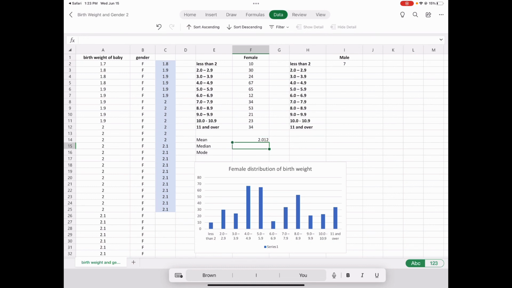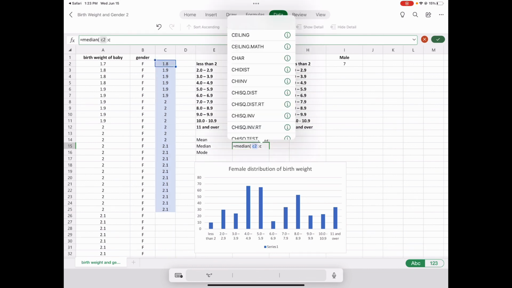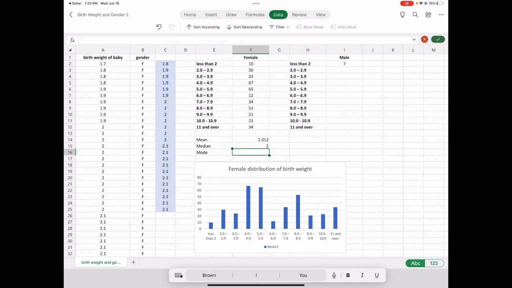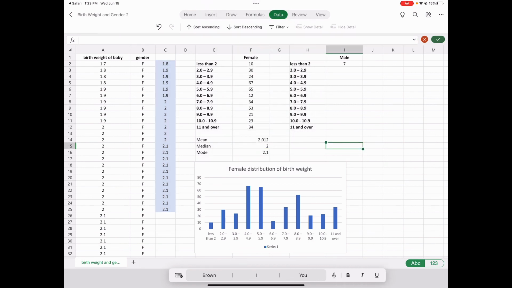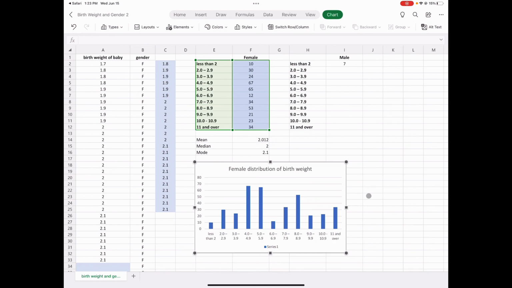So median, I'm going to do the same thing, equals median. And then I'm going to use the same cells, which were C2 to C500. And that gives me the median. And the mode, same thing, mode C2 to C500. And there you go. Okay, you're going to do the same thing that I just did for the female, for the male. And make sure you get your chart as well.